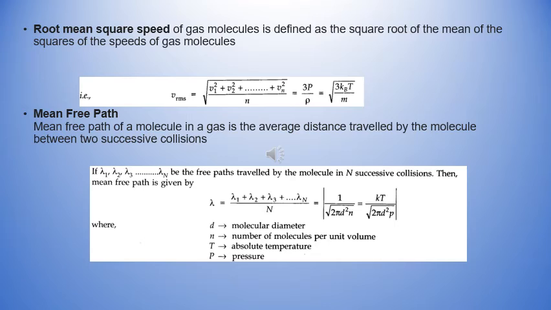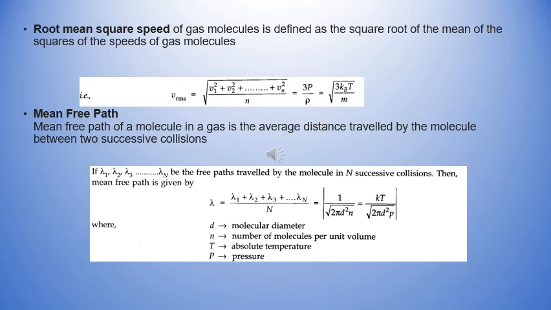So from here we can calculate the RMS speed of air and hydrogen molecules at normal pressure. For air, the RMS speed is 485 meters per second, and for hydrogen, whose density is 0.09 kg per meter cube, the RMS speed is 1835 meters per second.